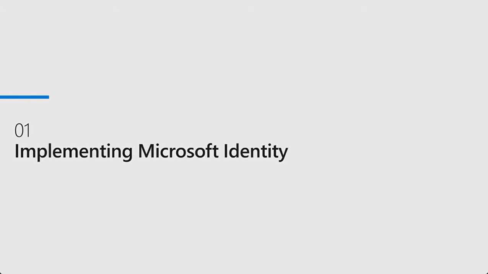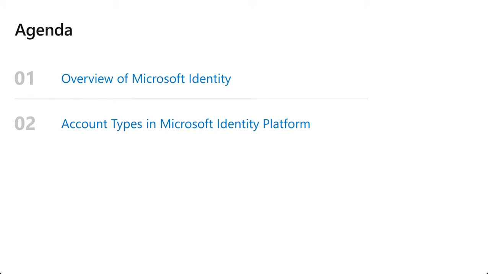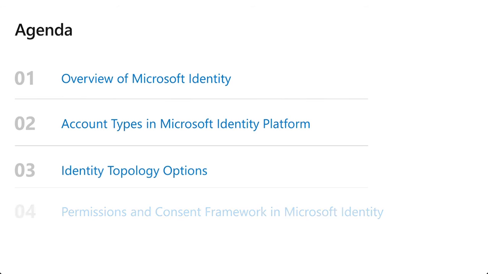The first thing we're going to talk about is implementing Microsoft Identity. During this part of the presentation, I'm going to give you an overview of the Microsoft Identity. We're going to talk about the different account types in the Microsoft Identity platform. We're going to talk about topology options and the permissions and consent framework in Microsoft Identity.